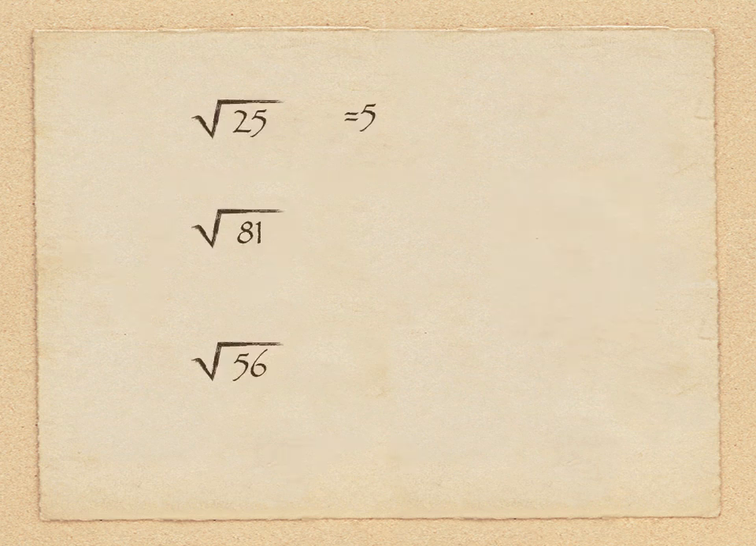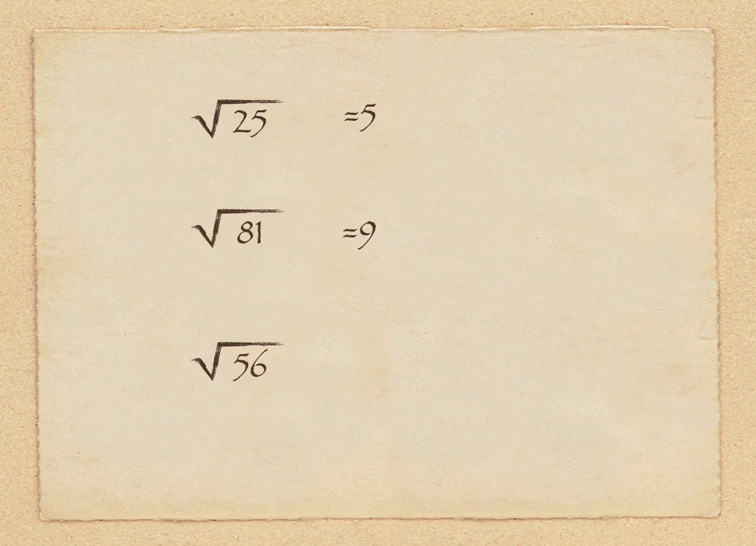Let's look at a few more examples. The square root of 25. We need to find the number that is multiplied by itself to give us the product 25. The answer is 5. The number that is multiplied by itself to get the product 81 is 9. Now, the number that's multiplied by itself to get 56.